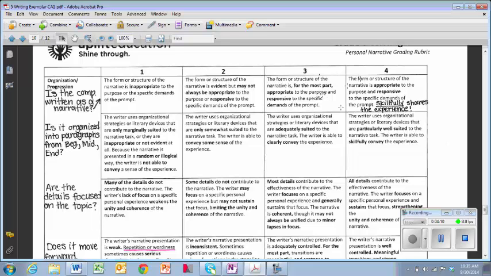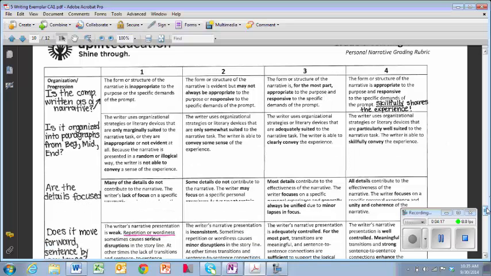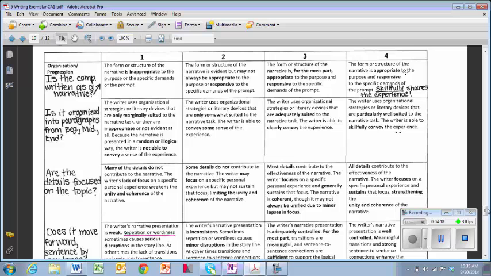So when we talk about organization, organization involves many things, so it's the most dense part of the rubric. You'll see that there are 1, 2, 3, 4 different rows that are indicators for how well a paper is organized or how well a paper progresses through its ideas. So the very first row is all about, is this written as a narrative paper? And so you'll see the guiding question is, is the composition written as a narrative?